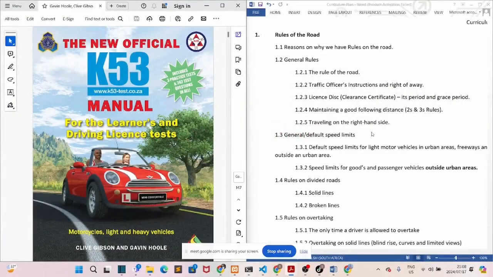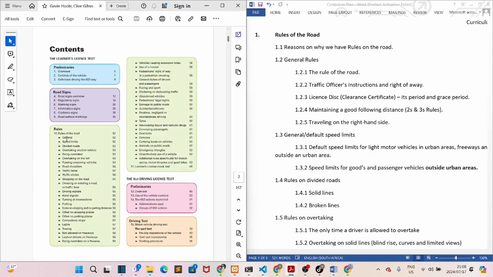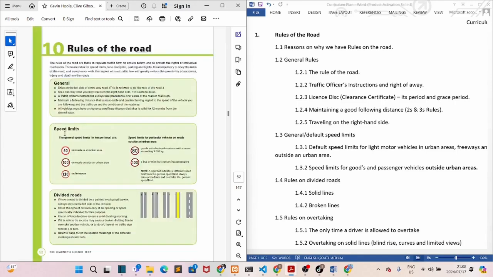We're going to look at our rules, okay? And for our rules, this is the book that we use. This is the K53. We use it because it puts them nice, it groups them nicely, better than other documents. So yeah, let's look at it.